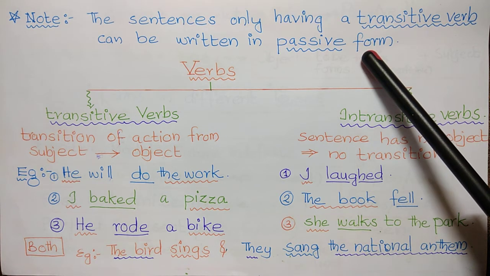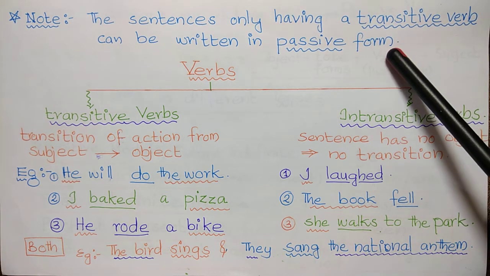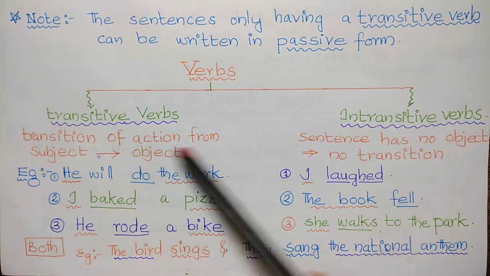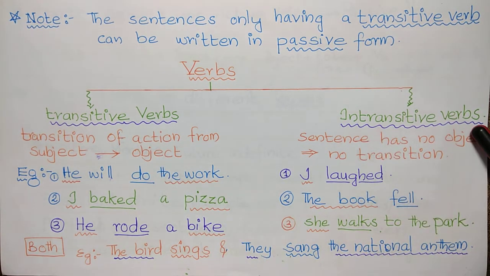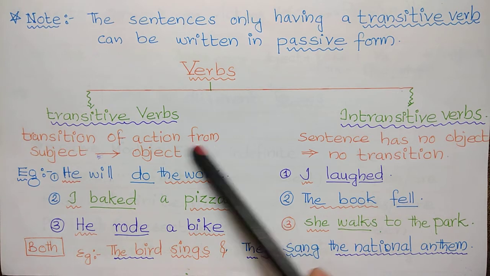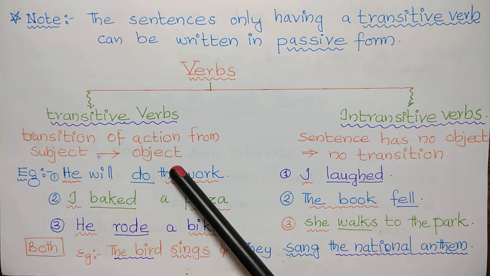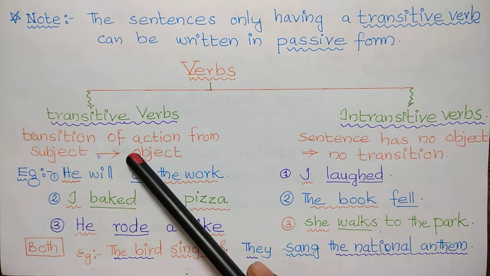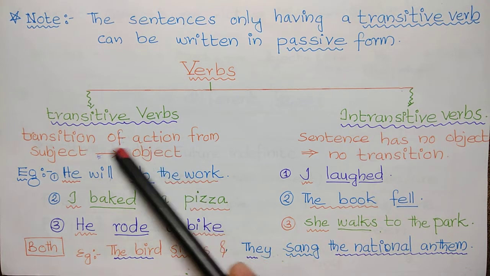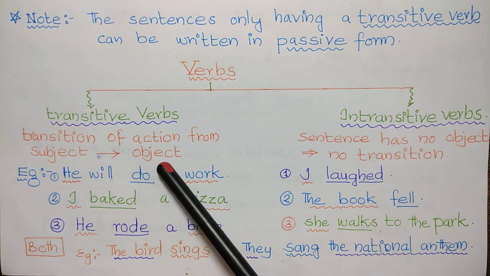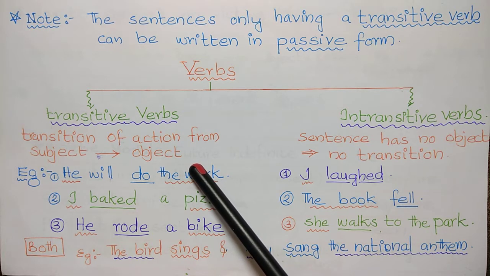Now let's see what is a transitive verb. Verbs are divided into two: one is transitive verbs and the other is intransitive verbs. In the case of transitive verbs, the transition of action takes place from subject to object. So if in a sentence there is a verb, and if it is transitive, then transition of action from subject to object takes place.